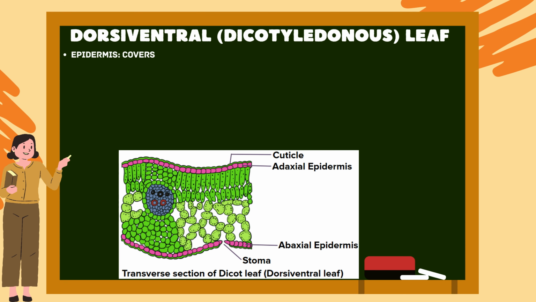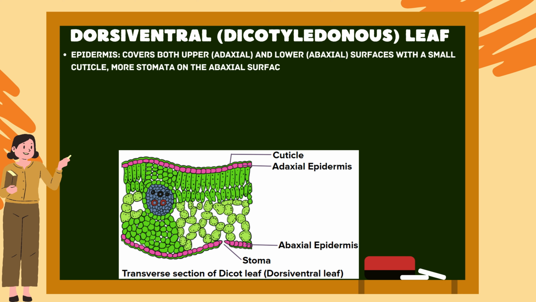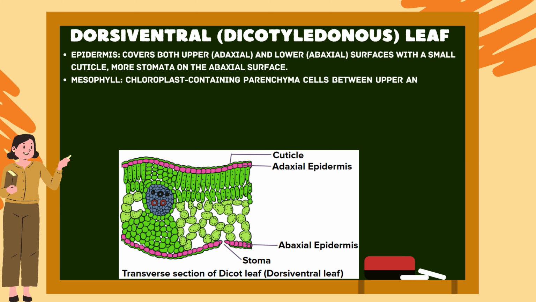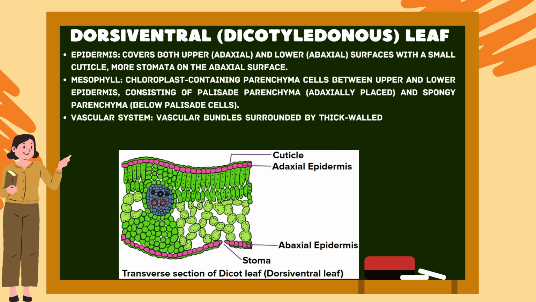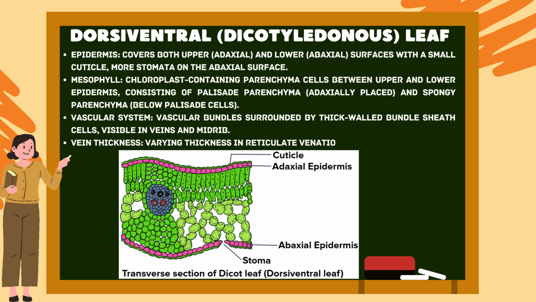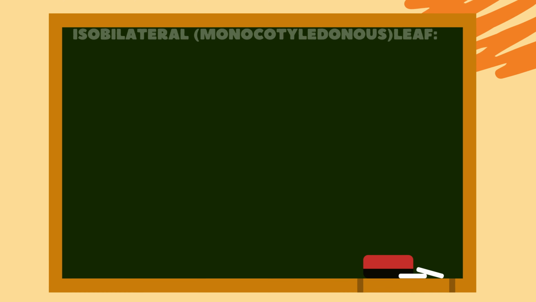Dorsiventral leaf, also known as dicotyledonous leaf. Epidermis covers both upper and lower surfaces with a thin cuticle, more stomata on the abaxial surface. Mesophyll, chloroplast-containing parenchyma cells between upper and lower epidermis, consists of palisade parenchyma and spongy parenchyma. Vascular system, vascular bundles surrounded by thick-walled bundle sheath cells, visible in the veins and midrib. Vein thickness varies in the reticulate venation of dicot leaves.